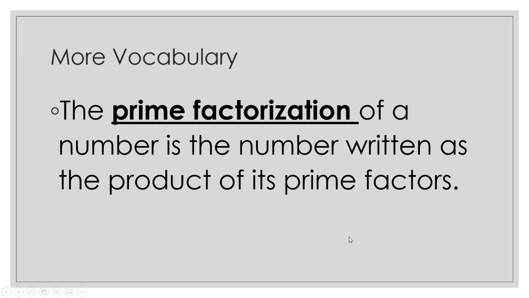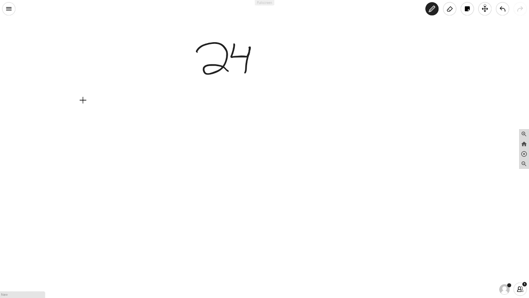The prime factorization of a number is a number written as a product of its prime factors. And let me show you what that looks like. Okay, let's say we're trying to find the prime factorization of 24. The way we want to go about finding a prime factorization is by making a factor tree. So let's try to factor this out.